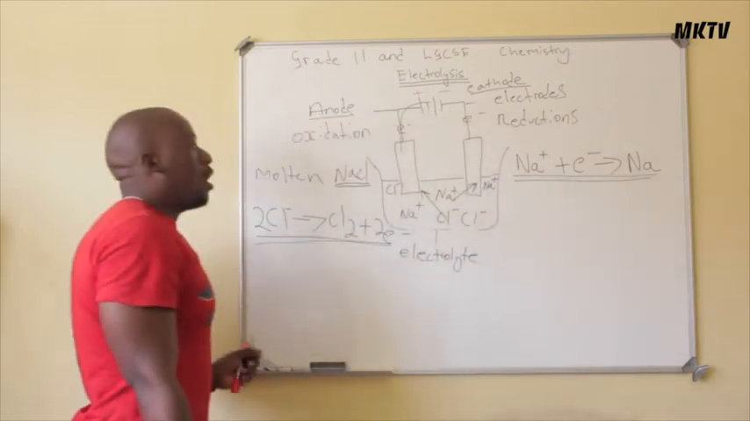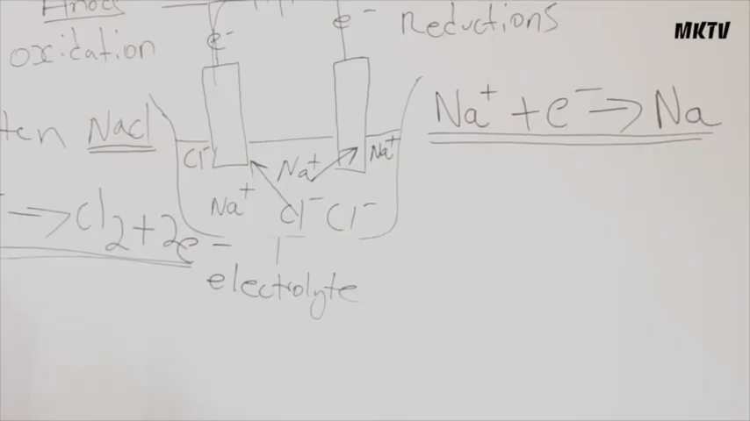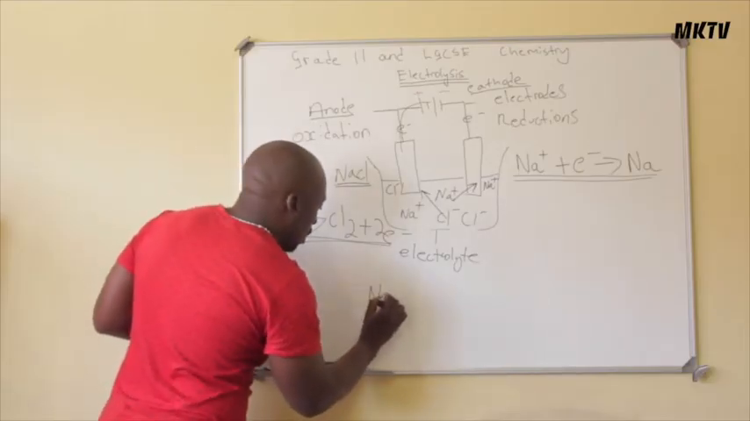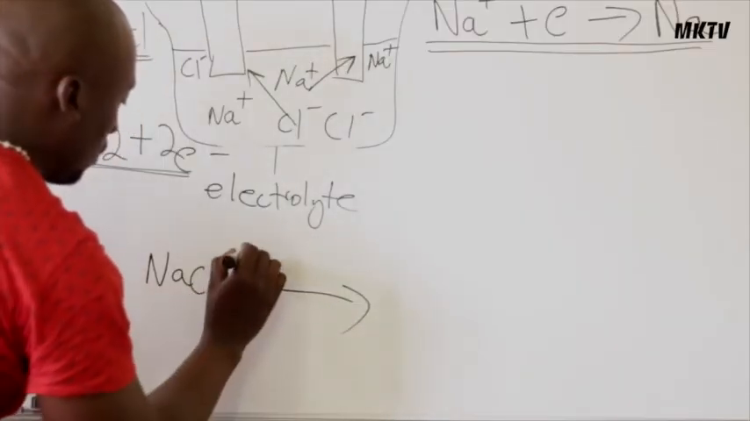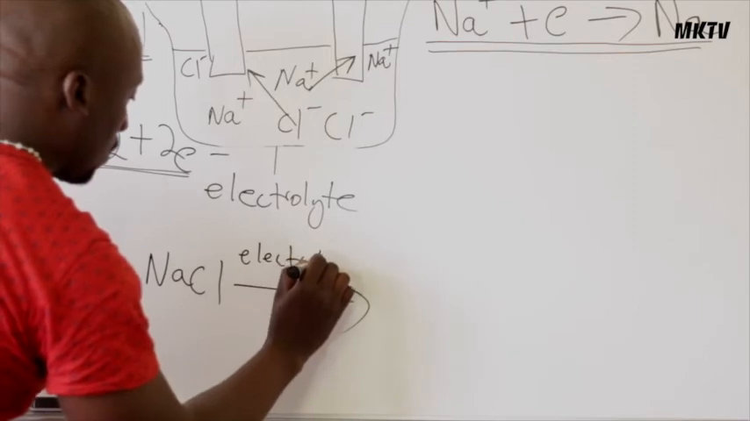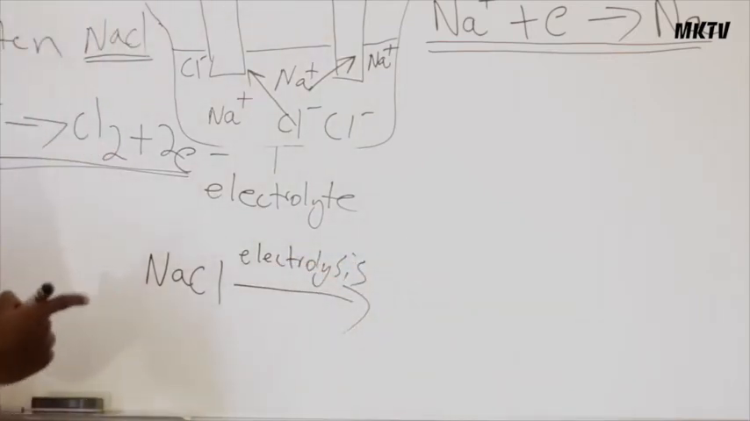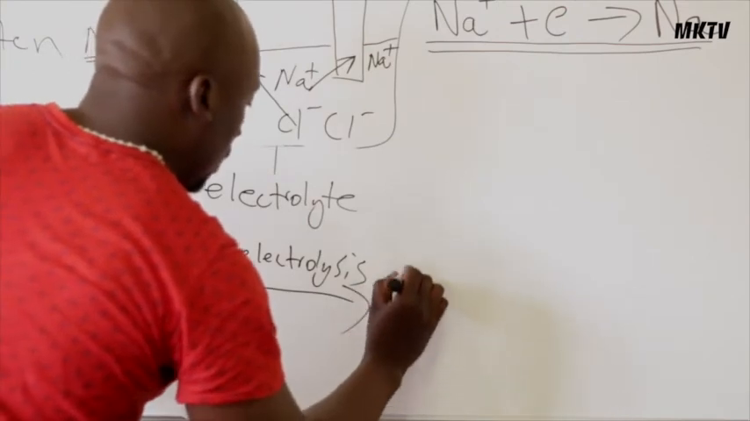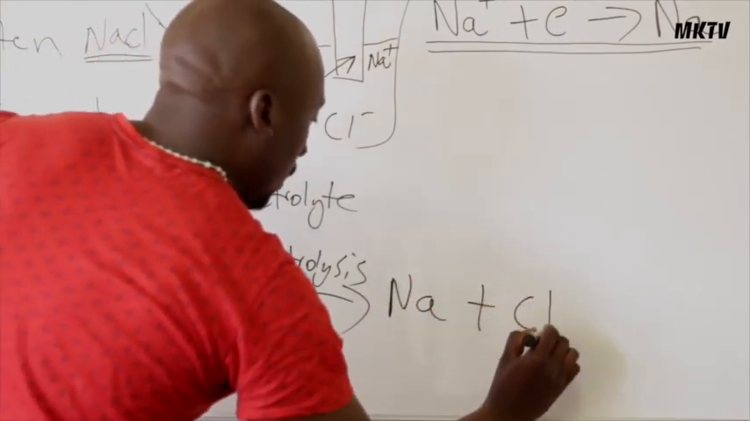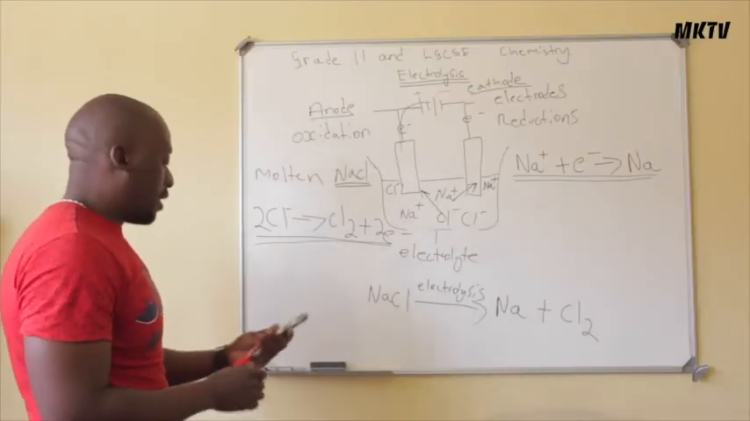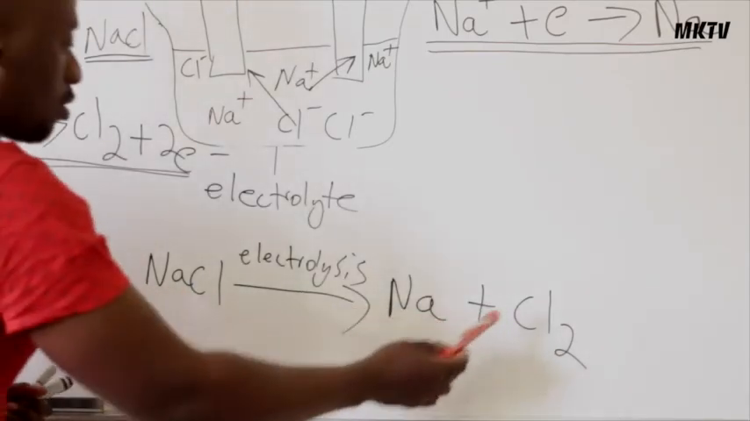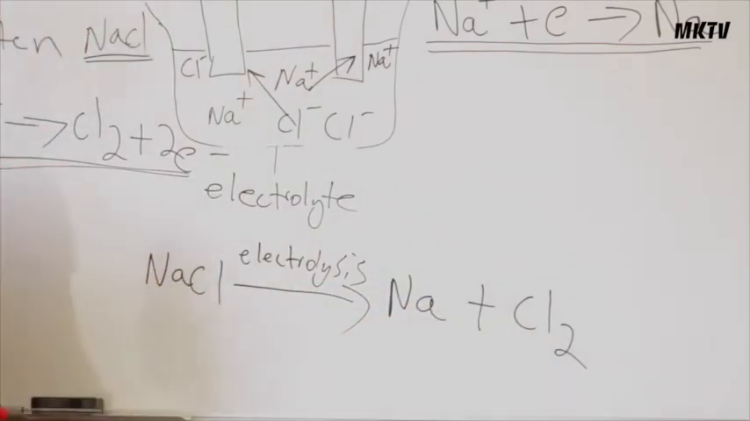And then we are going to have an overall reaction, whereby it's going to show that sodium chloride has been electrolyzed. It is going to be electrolyzed to give sodium and chlorine. So now, balancing the equation is always very important. Here, the equation is not balanced. Here we have two chlorine atoms. Here we have got one. So it means we have to balance.